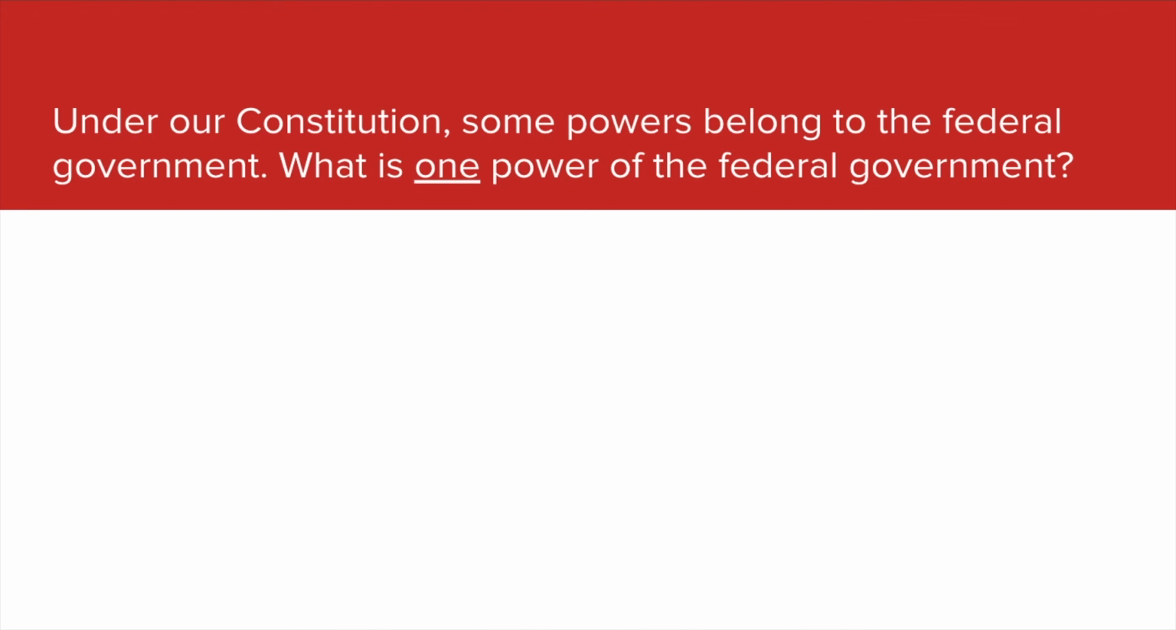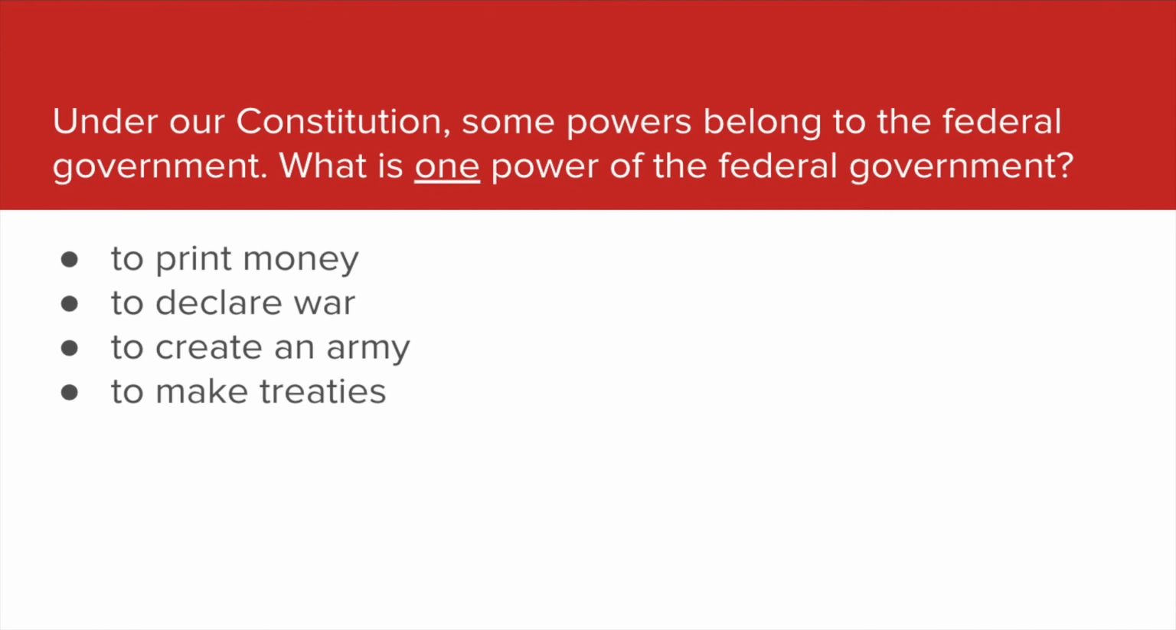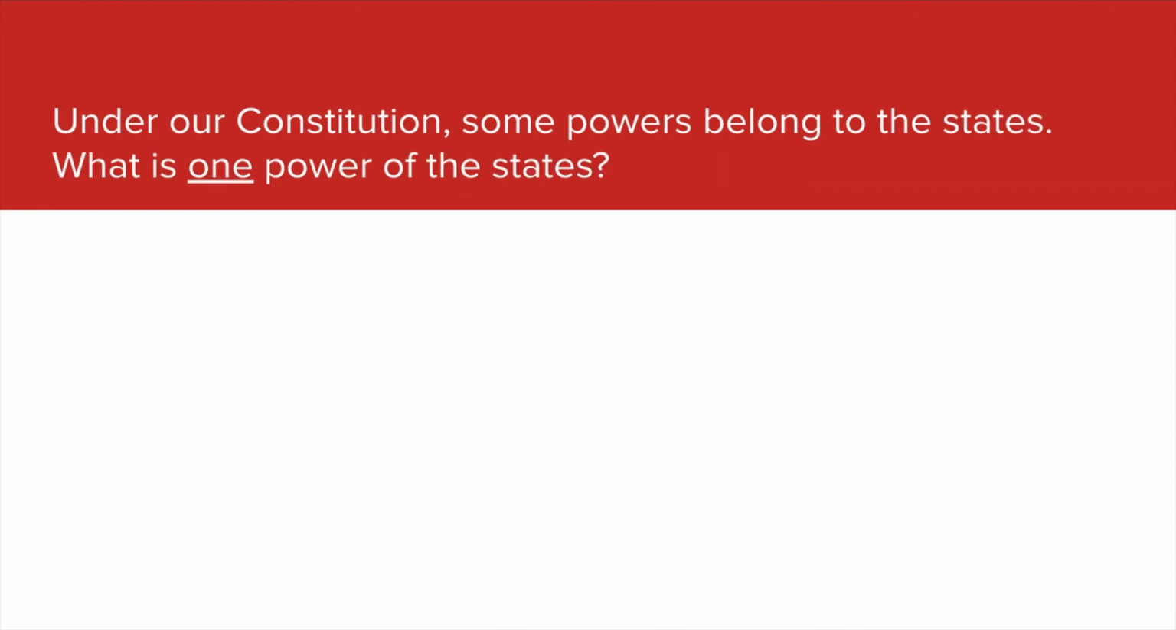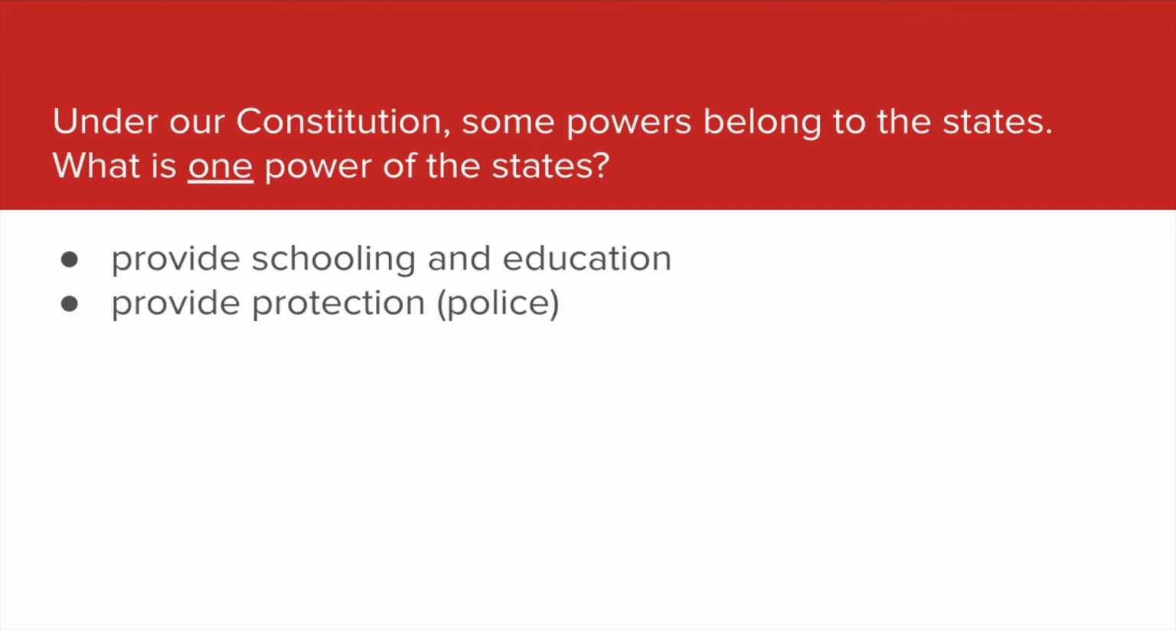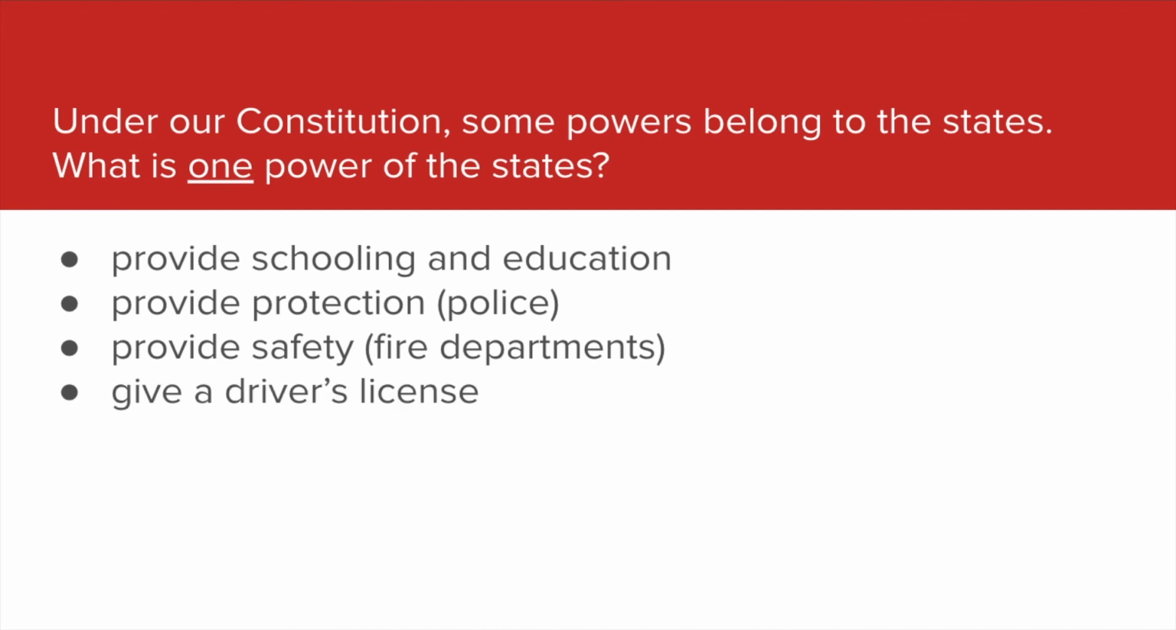Okay, so now for another quiz. Under our Constitution, some powers belong to the federal government. Can you give me one power that the federal government has? If you said print money, declare war, create an army, or make treaties, those would all be correct answers. Okay, under our Constitution, some powers belong to the states. What is one state power? Providing schooling and education, providing protection or police, providing safety or fire departments, giving driver's licenses, and approving zoning and land use. All of those are perfect answers for your naturalization interview.